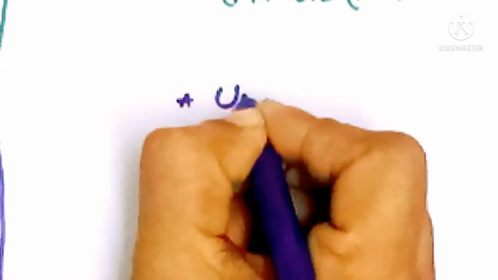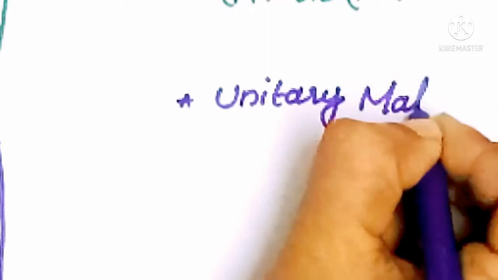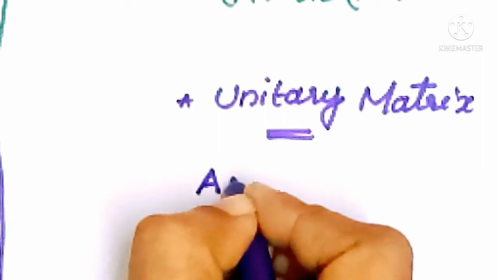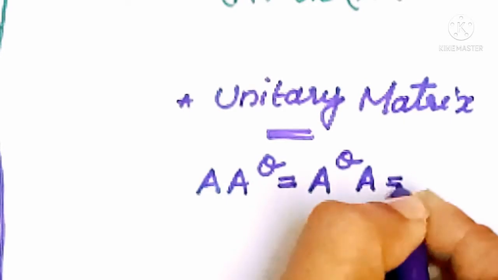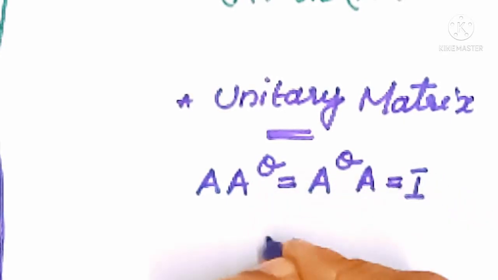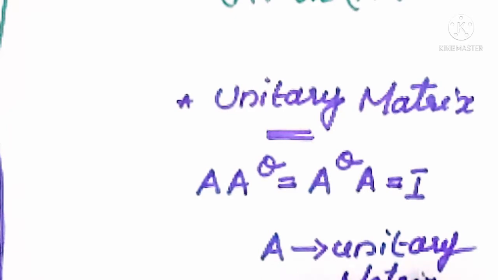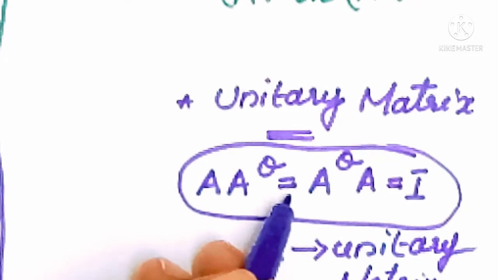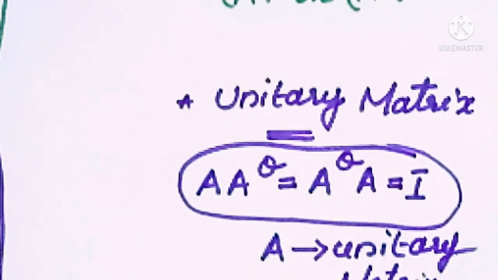Another concept, what is meant by a unitary matrix? What is the condition of a unitary matrix? A into A theta is equal to A theta into A is equal to I. Then we can call A a unitary matrix.